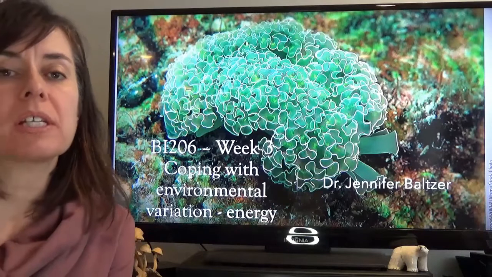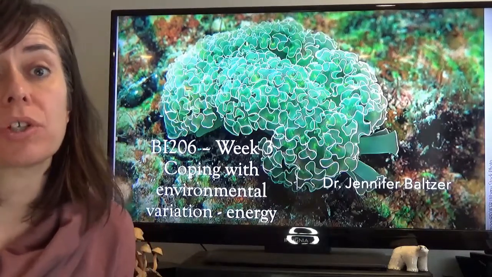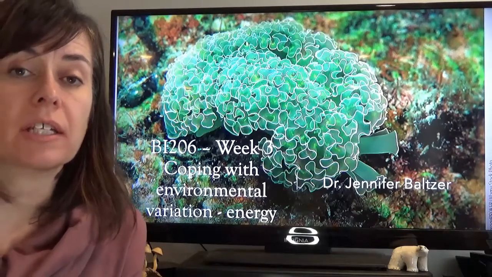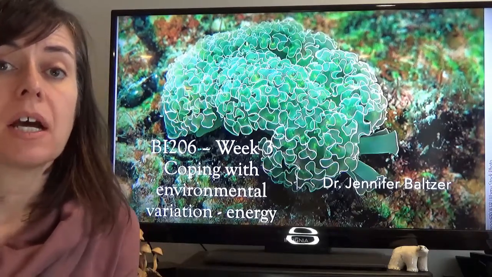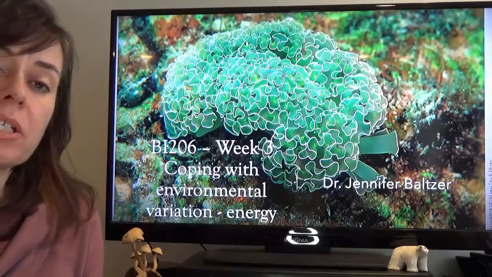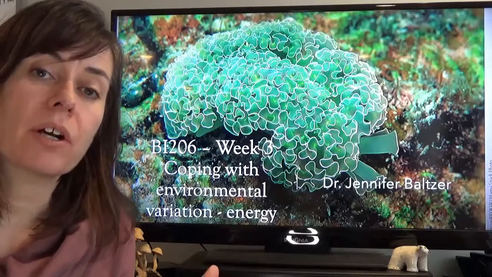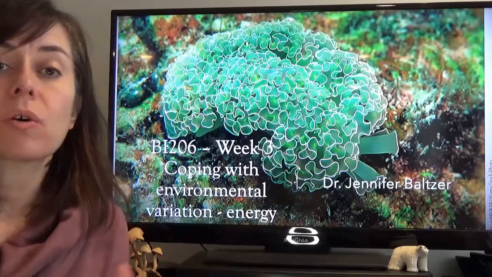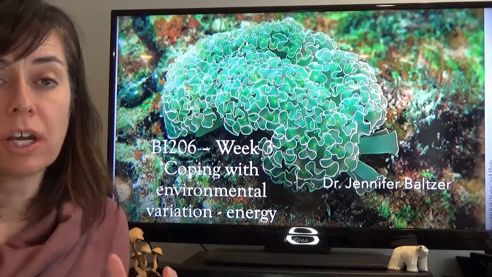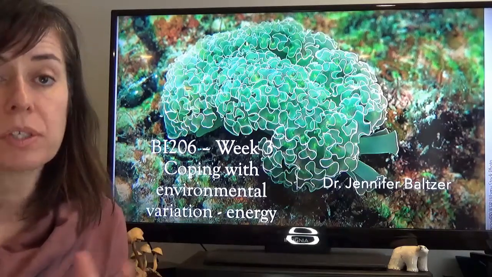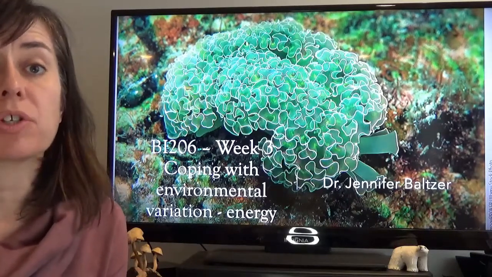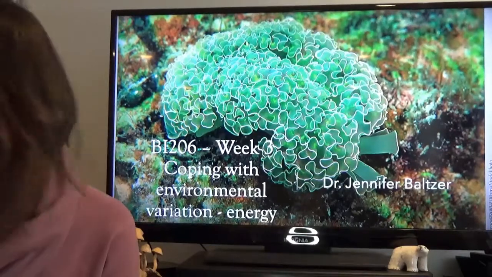Now we know lots of organisms consume food in order to gain the energy that they need for their various energetic requirements in their bodies. But today's emphasis will be on autotrophs, those organisms that are able to produce carbon-rich compounds using carbon dioxide, as opposed to other sources of carbon.